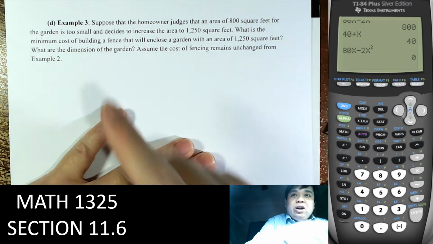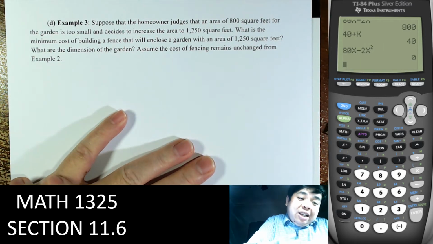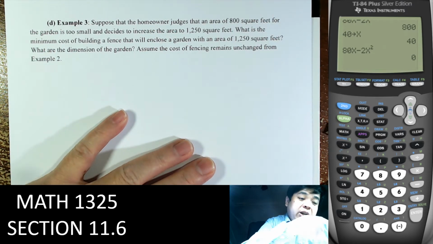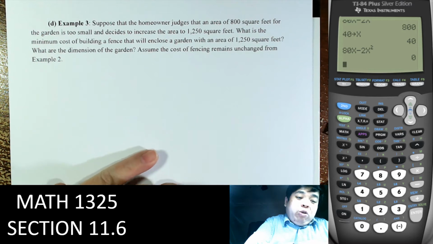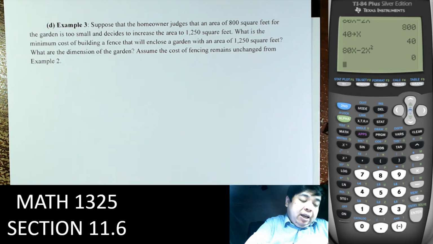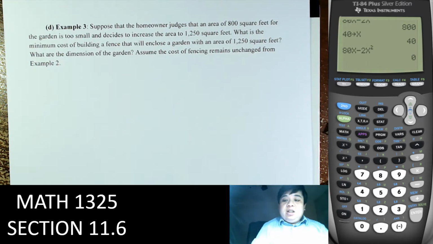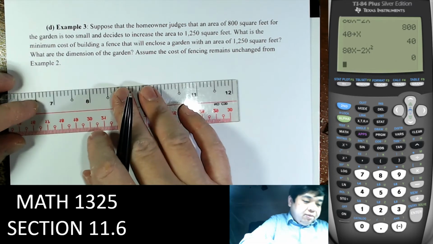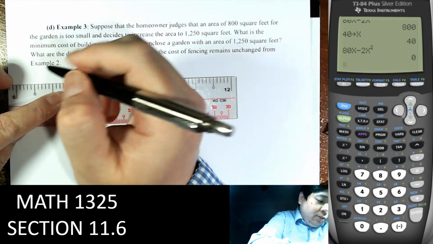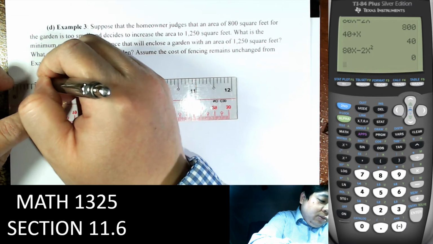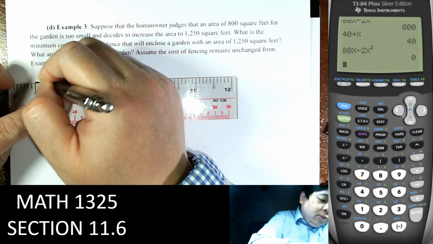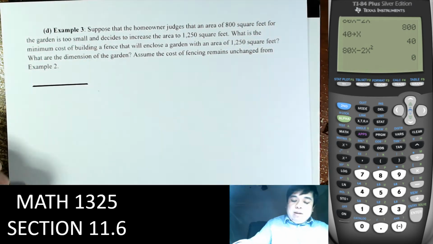I suppose that the same owner that we talked about says that 800 square feet, which is what we have on the previous problem, is not enough. He wants 1250 square feet. Now what would be the minimum cost to enclose the area, given the dimensions of the garden? I mean, the cost of the fencing is still the same. So we still have the same scenario.